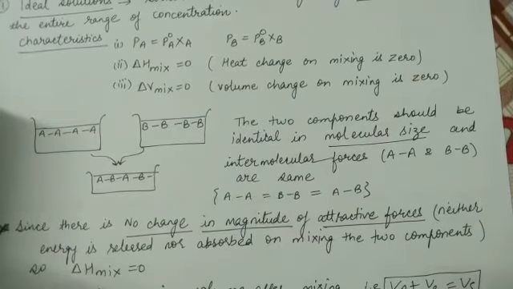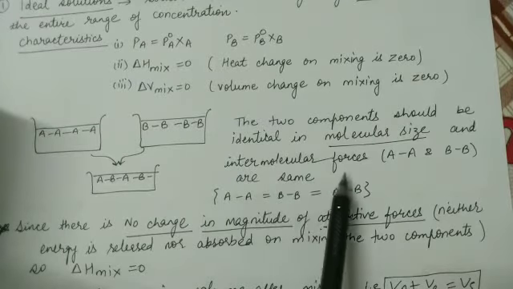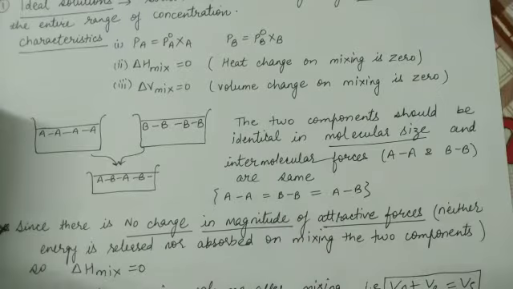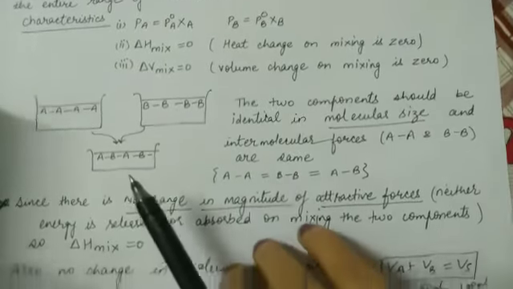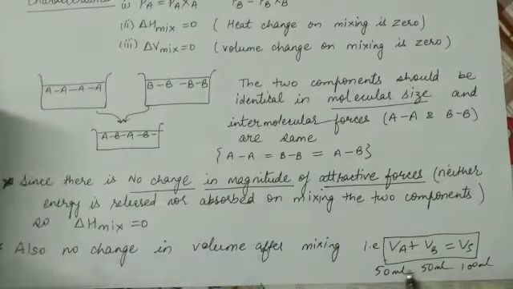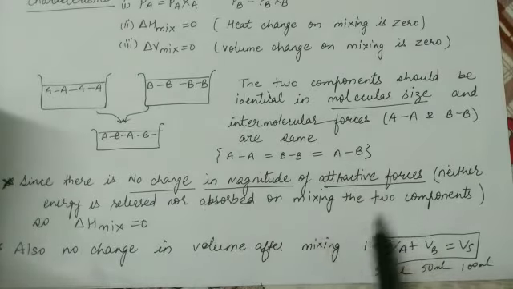Likewise, since the magnitude of intermolecular forces remains same after mixing also, so no change in volume, means volume of A plus volume of B will be equal to total volume of solution. So if I mix 50 ml of A and if I mix 50 ml of B, so total volume of solution will be 100 ml. So such type of solution is known as ideal solution.